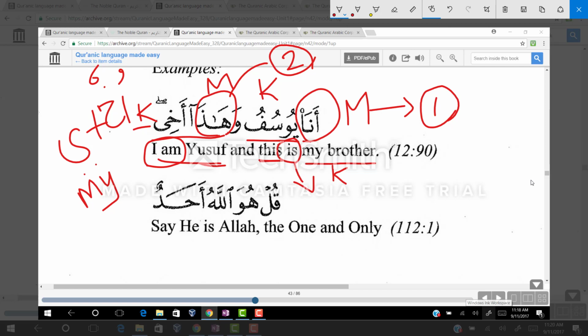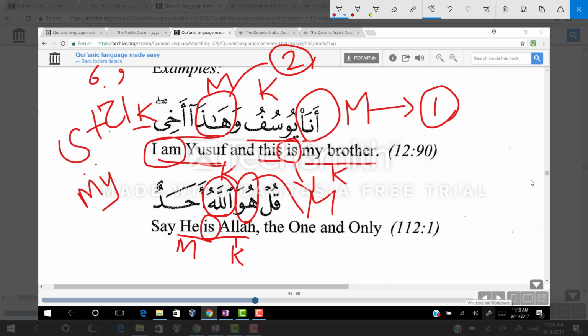And the next example is qul huwallahu ahad. Here huwa is our pronoun again: huwa, huma, hum. So this is the mubtada, and Allahu is Allah. So "he is Allah" is a nominal sentence here. Huwa is the mubtada and Allahu is the khabar. You have "is" in between. Before it is "he", huwa, the mubtada, and after it is the word Allah, the khabar. So "he is Allah" is the nominal sentence.